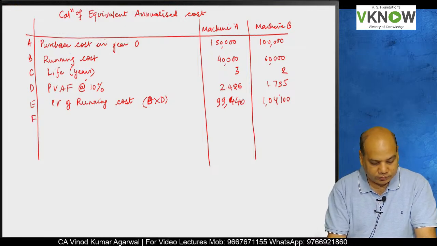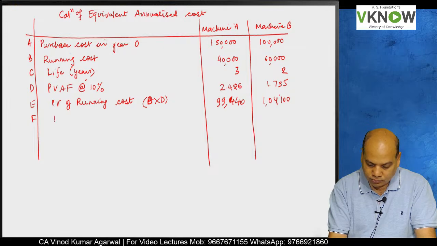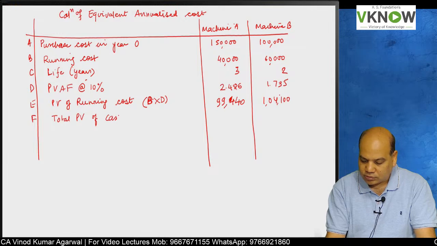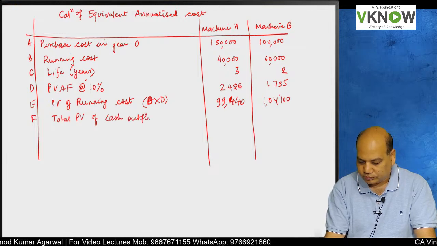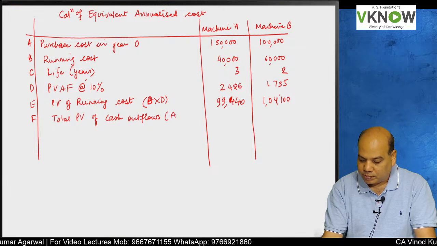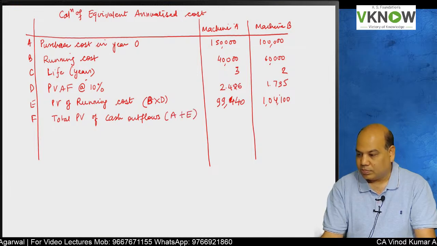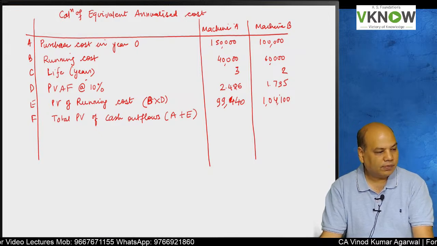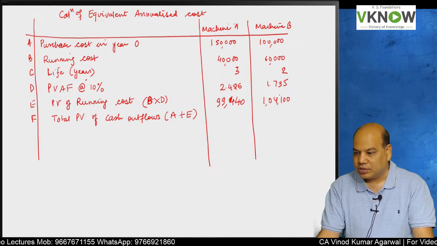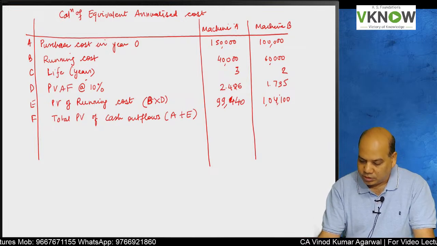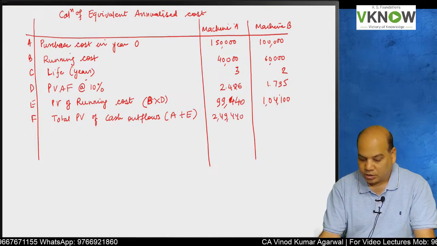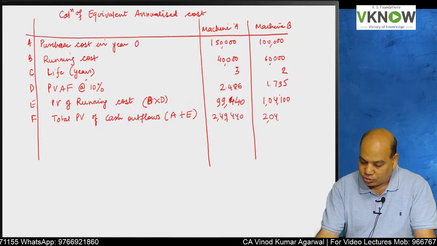Point number F, write down total PV of cash outflows. A is purchase cost, E is present value of running cost. If I buy machine A, my present value would be 2,49,440. This is outflow. And if I buy machine B, 2,04,100.